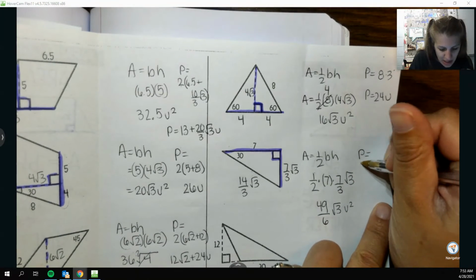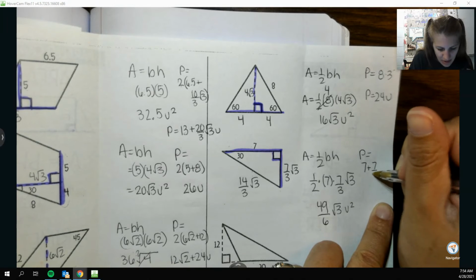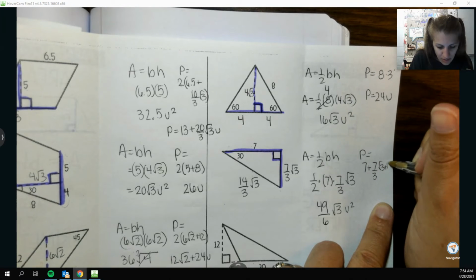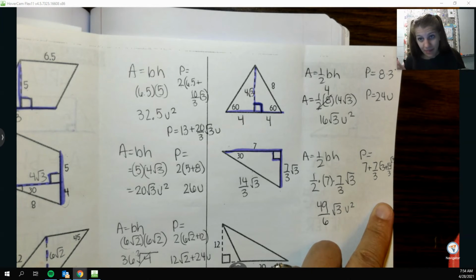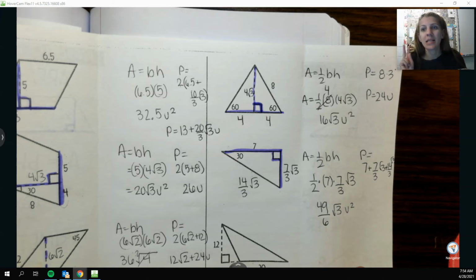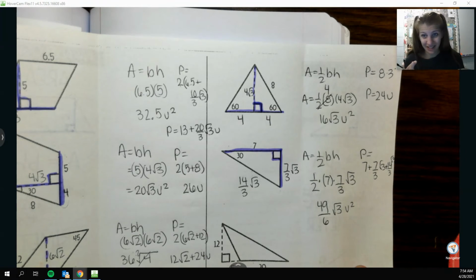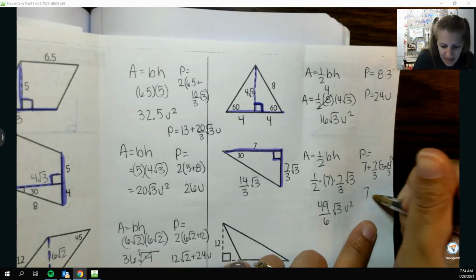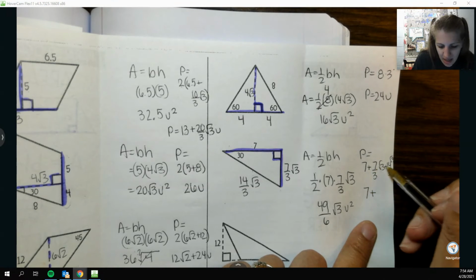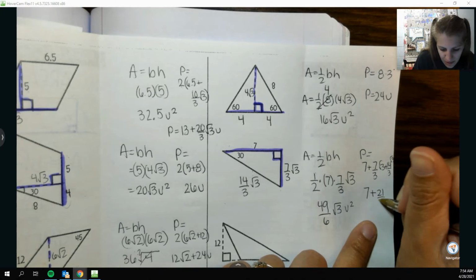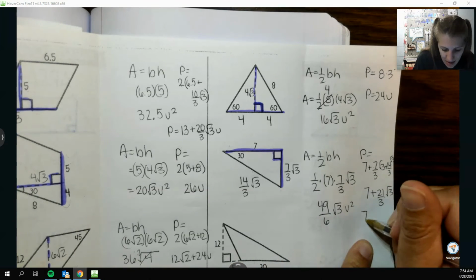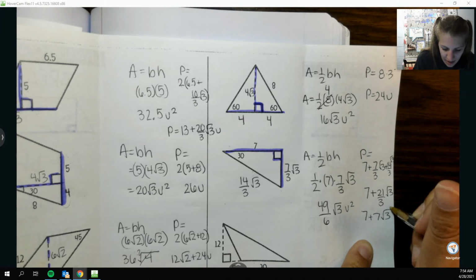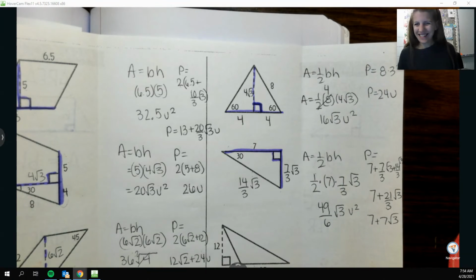And when I go to add all the sides here, 7 plus 7 over 3 root 3 plus 14 over 3 root 3. Oh my goodness, I can't add all of them. But I can add those last two because their denominators are the same and their roots are the same. So I'm going to end up with 7 plus 21 over 3, root 3. So 21 over 3, that's 7. 7 plus 7 root 3 for the perimeter. Cute. Oh my God, I love that that happened.